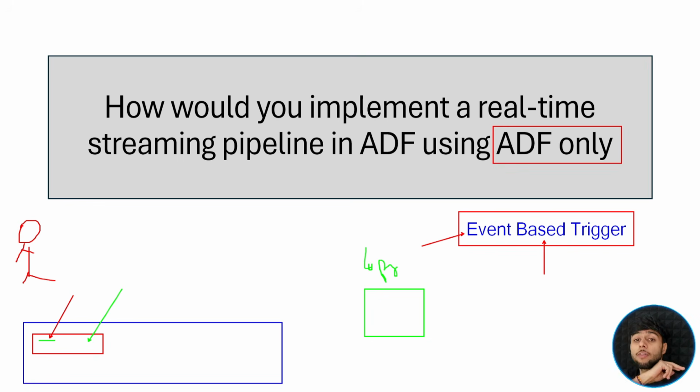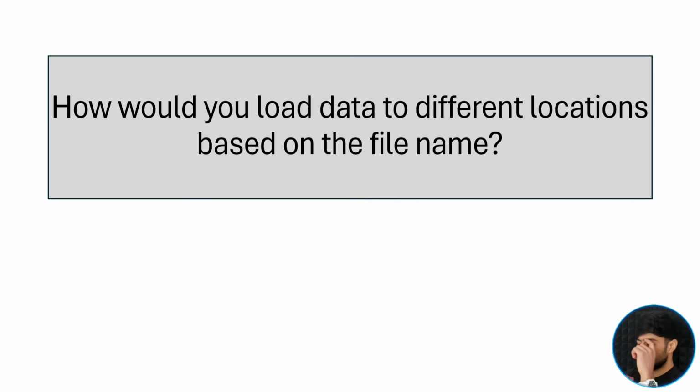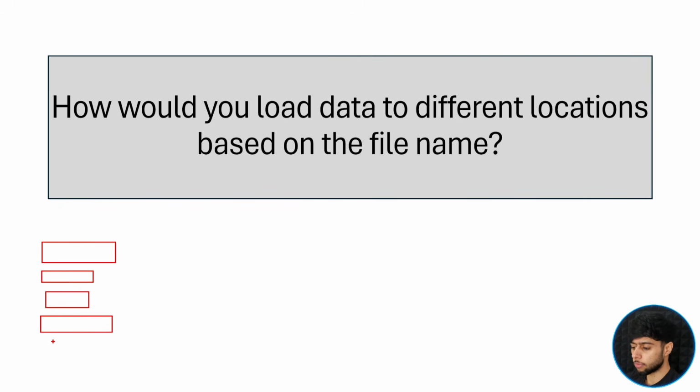Sorted. Let's see our next question. So the next question is, how would you load data to different locations based on the file name? Did you get the question? So the question says, let's say you have multiple files. Let's say file 1, file 2, file 3, file 4, file 5.